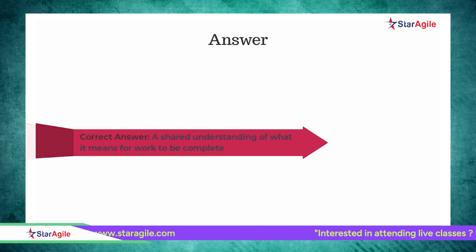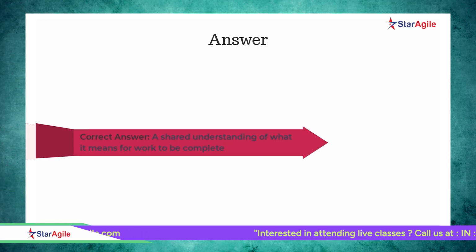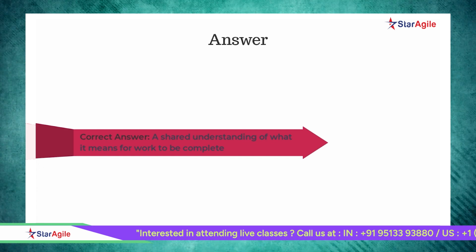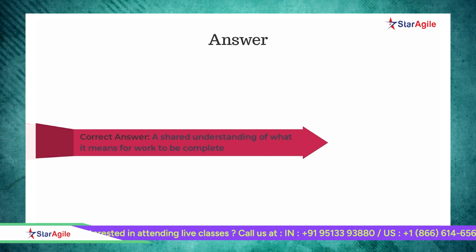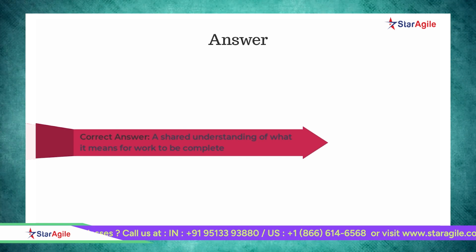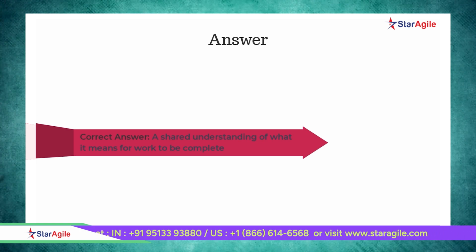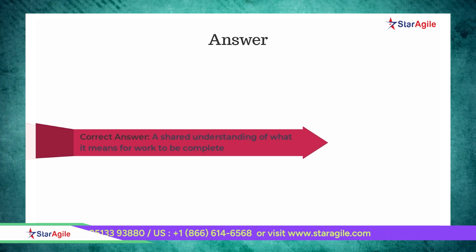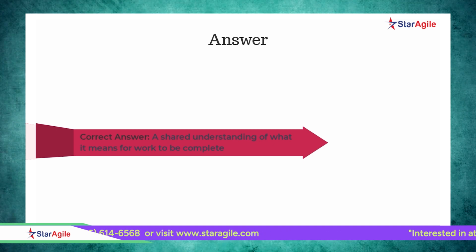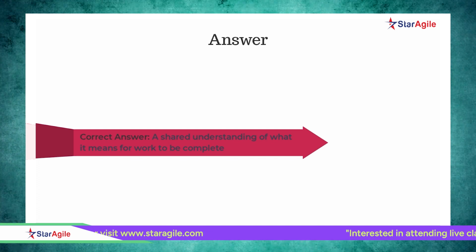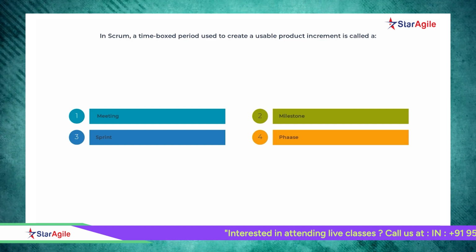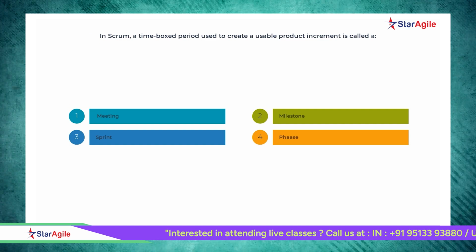The correct answer is a shared understanding of what it means for a work to be complete. The definition of done is a clear and agreed upon set of criteria or conditions that must be met for a product backlog item to be considered complete and potentially shippable. It serves as a quality standard and ensures that work delivered by the Scrum team meets the agreed upon expectations and requirements.